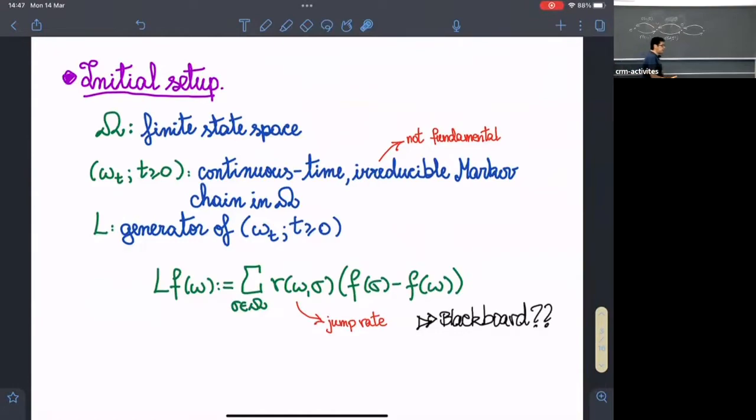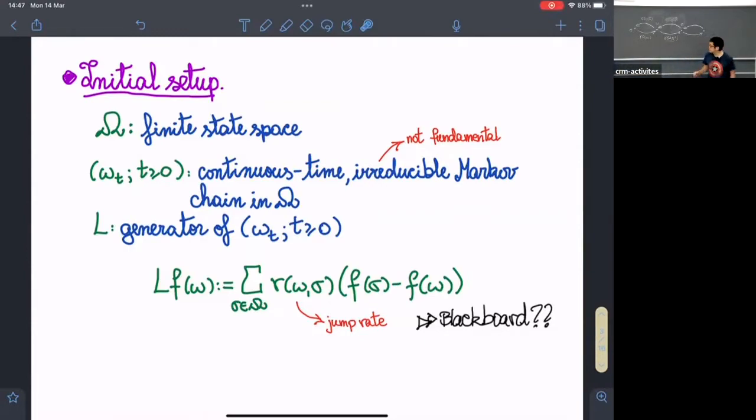In continuous time, instead of having discrete steps, you have continuous steps that are given by Poisson clocks, okay? At each one of these arrows here, you put an independent Poisson clock that will tell you when to jump, and the rates of this Poisson clock are given by these arrows.